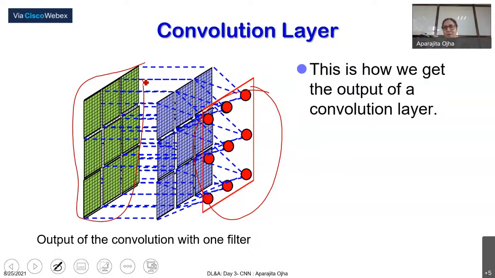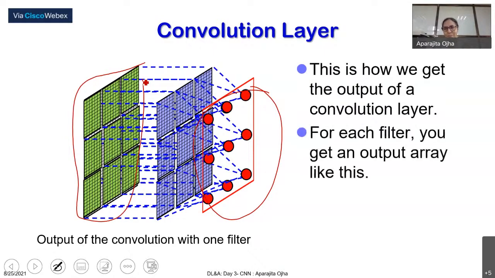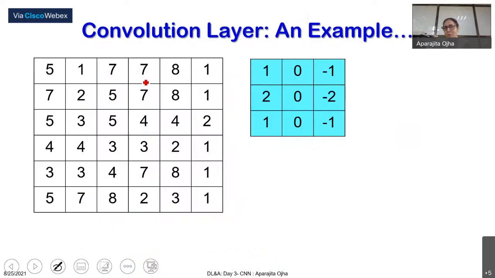So you get the output of a convolution layer, and for each filter, you get one output array like this. There can be many filters, many pattern detectors, and for each filter, you get one output array. So let us take an example to understand how exactly the convolution operation is performed. Right, so suppose this is the filter.